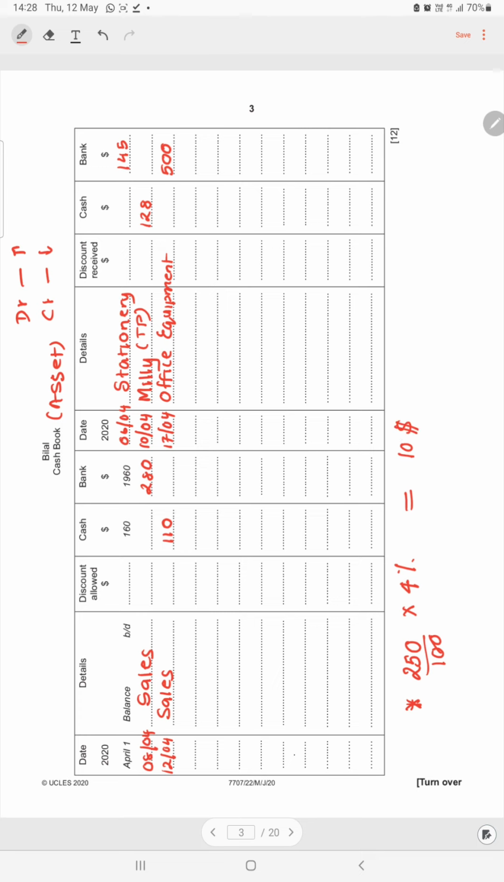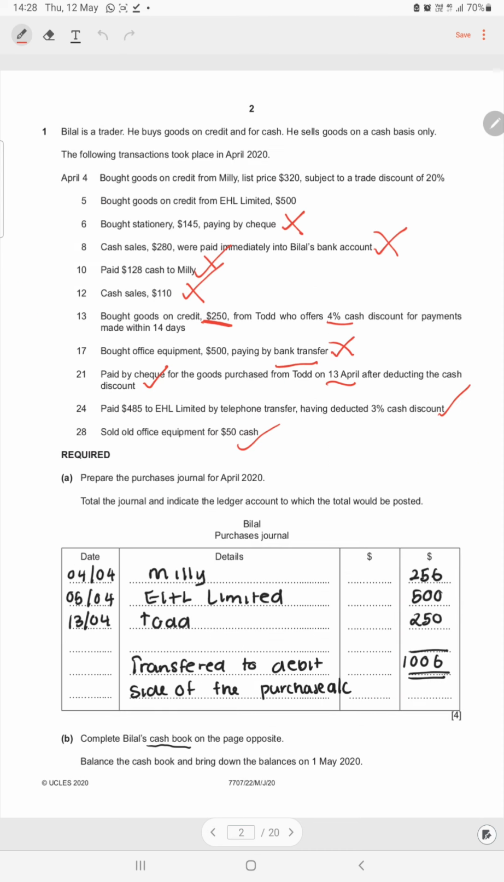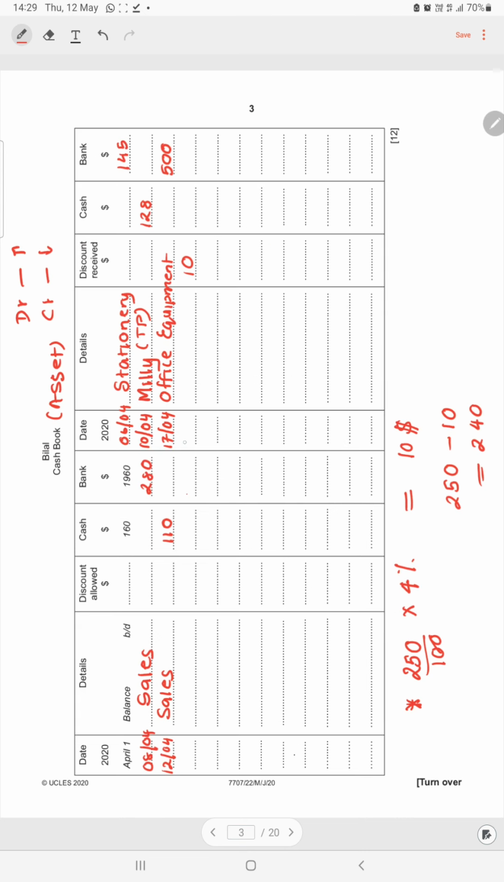So Todd is a supplier. You bought items from him, so therefore this is a discount received, $10. So then actually how much did you pay Todd? 250 is how much you had to pay. You paid 10, which means you only paid $240. Okay, so our double entry here, this is when we only record the cash entry here. So you paid a check on the 21st. The value of that check is going to be only $240. So in Todd's account, have to put the value, which is $240.